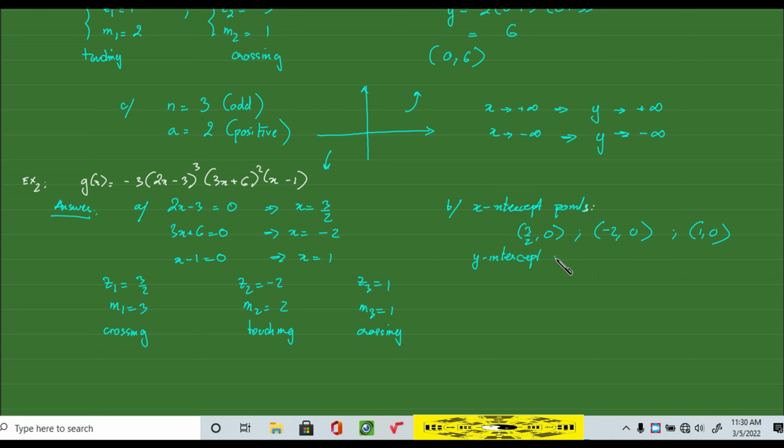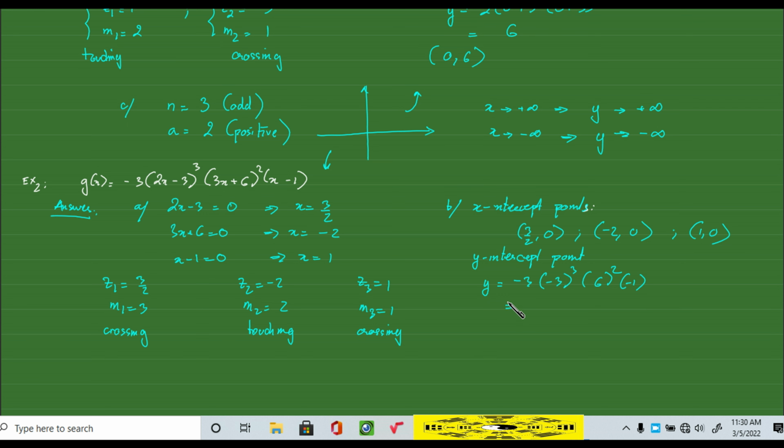And the y-intercept point. There's only 1 point, so there's no plural right here. So put x equal to 0. Then we have y equal to: the 0 over here, so what you have left is -3 raised to the third; the 0 over here, so what you have left is 6 squared; the 0 over here, what you have left is -1.